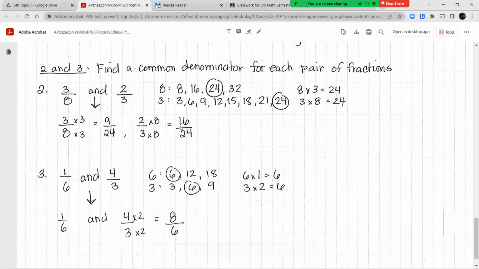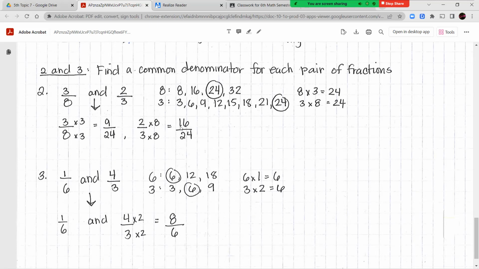Now for numbers 2 and 3, it says find a common denominator for each pair of fractions, 3/8 and 2/3. So I have to see, what do these have in common? So I list out my 8 multiples, I list out my 3 multiples, I figure out that they share 24. That's the first number that they share. So how do I get from 8 to 24? I multiply by 3. So my 3/8 to make a denominator of 24, I multiply by 3. So I also multiply the numerator times 3. 3 times 3 is 9, 8 times 3 is 24.